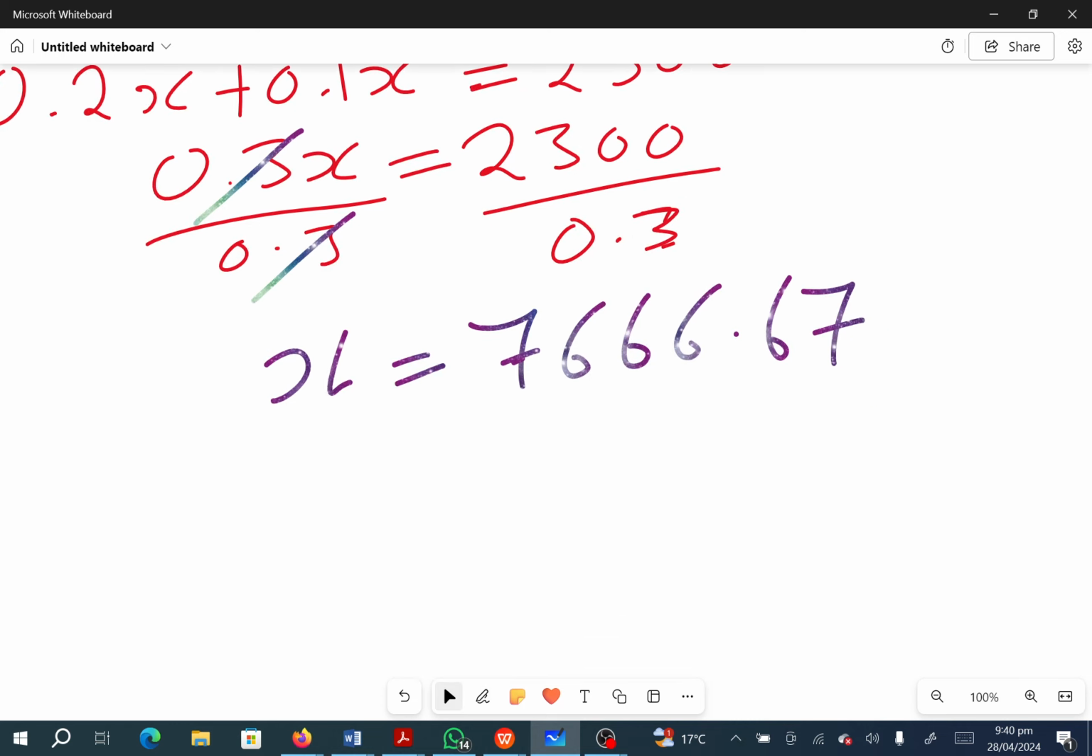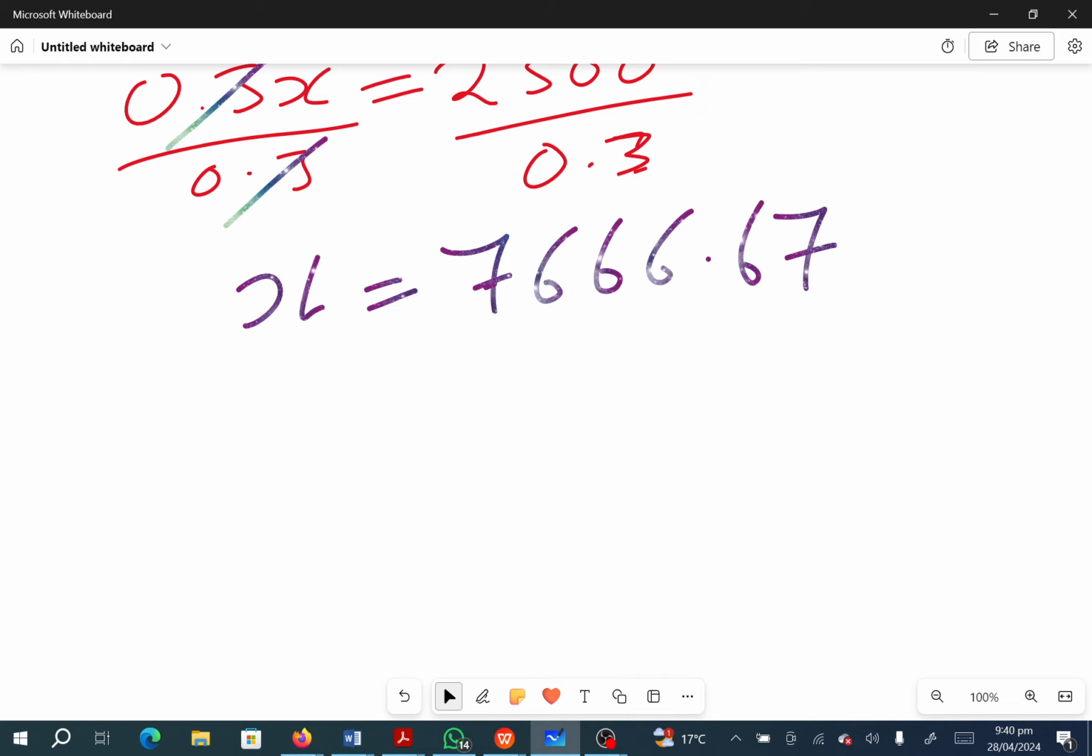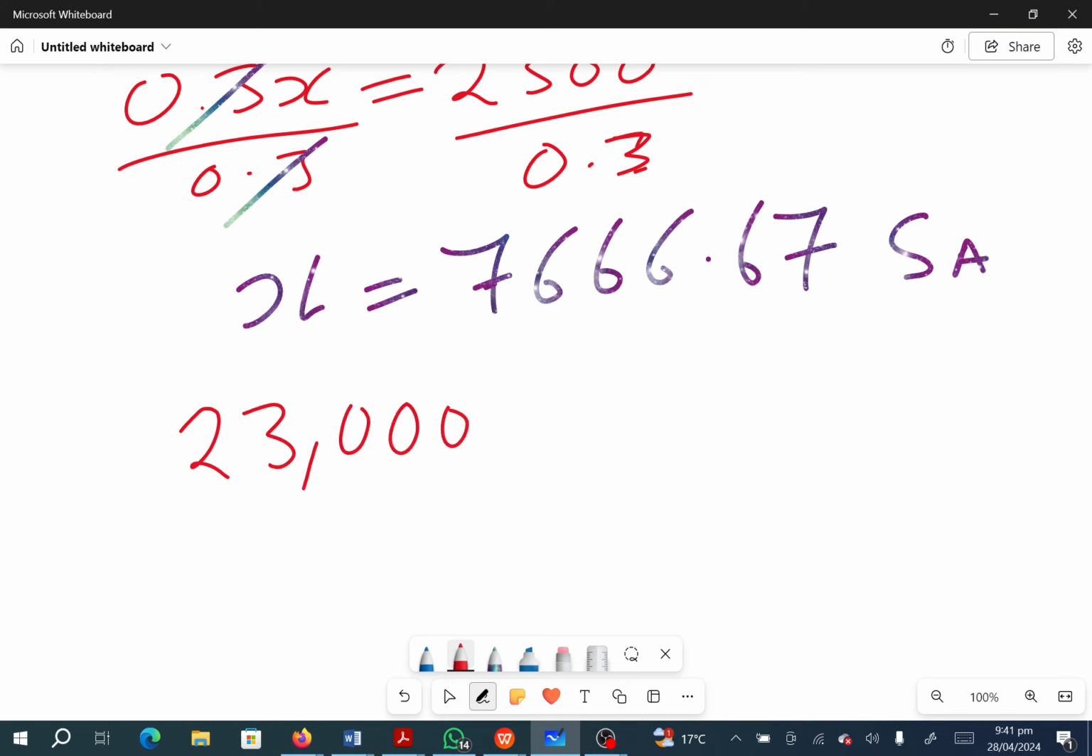So we therefore say this is the x for scheme A. For us to find the amount which was invested in investment B, as we have been asked, we shall say the total amount she had, this Anita, was 23,000 minus, since in scheme A there was 7,666.67 which was going through scheme A.